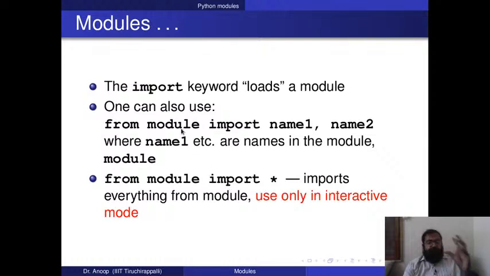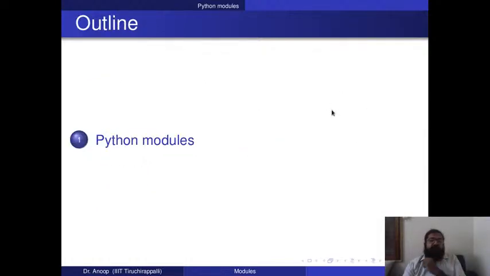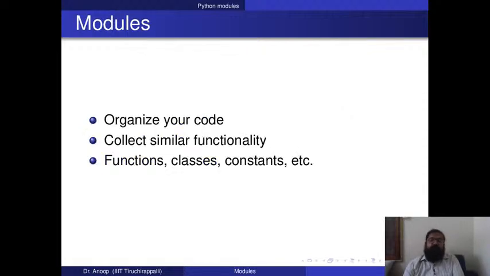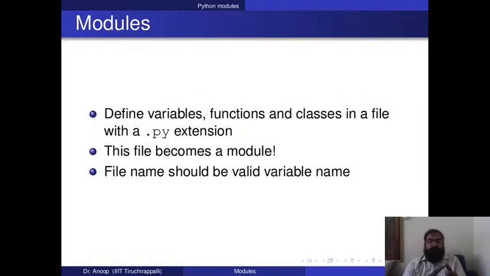Okay, so what did we learn? We learned about something called modules. Okay, a Python module will help us organize our code, collect functions which are similar, the classes and the constants all having similar functionality, and put them into a simple .py file. Okay, the py file should have a valid variable name. It cannot have an invalid variable name for the file name. In that case you can't use it as a module.